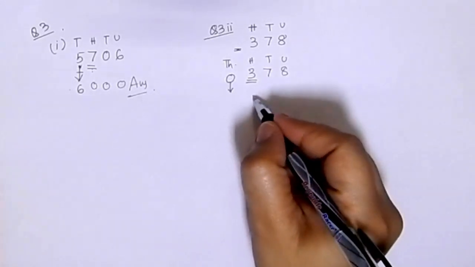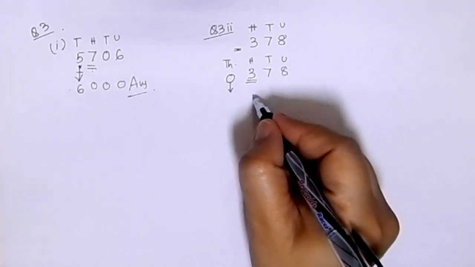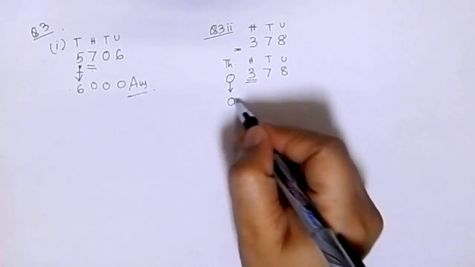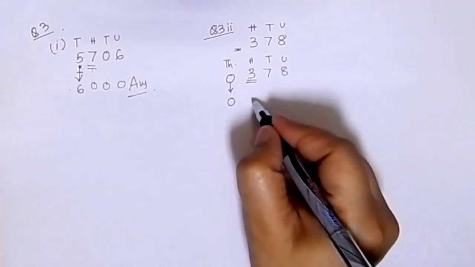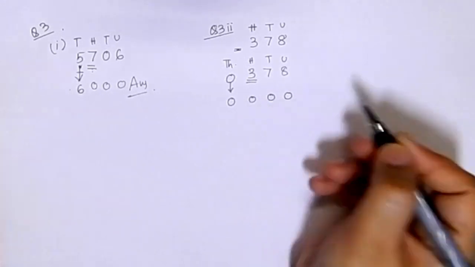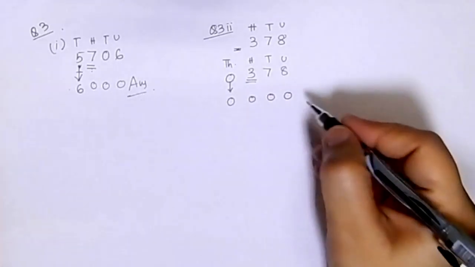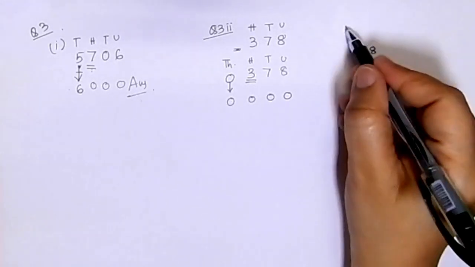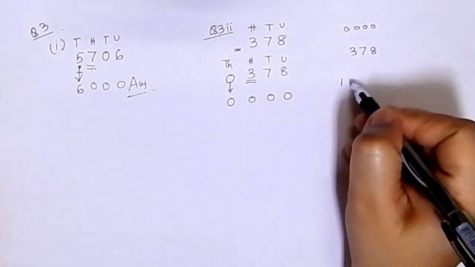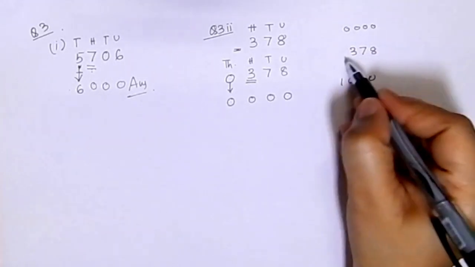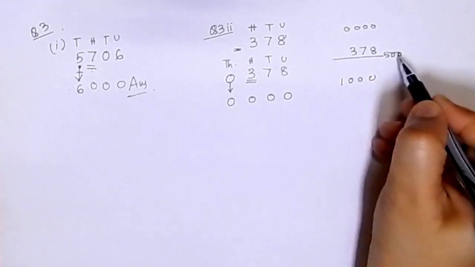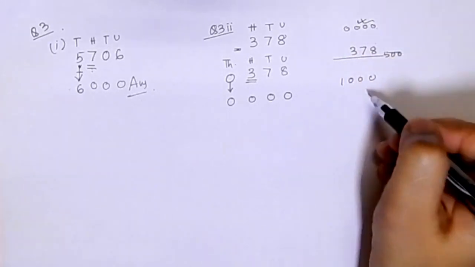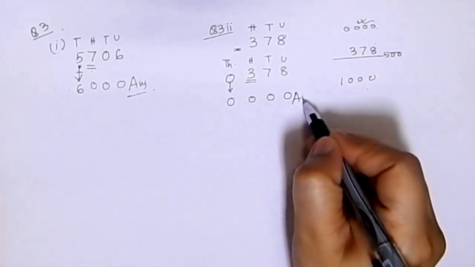So the answer will be 0. And it's not going to increase, so this will become 0. Now see, why 0 is the answer. 378 lies between which two thousands? 0 and 1000, and the mid value is 500, and it is less than 500, so obviously it is nearer to this 0, not this 1000. So the answer is 0.